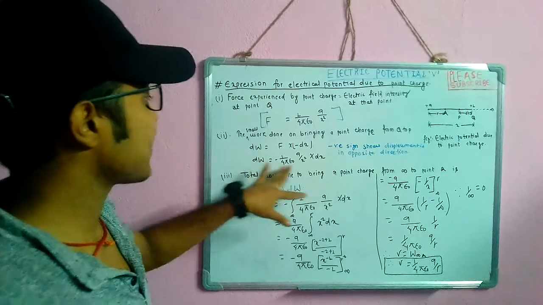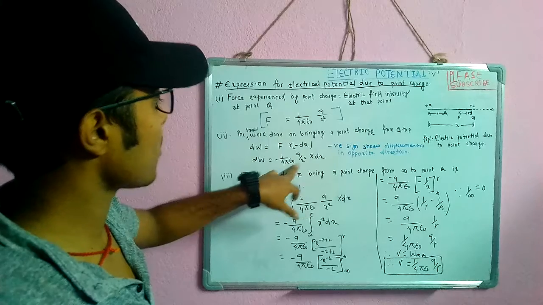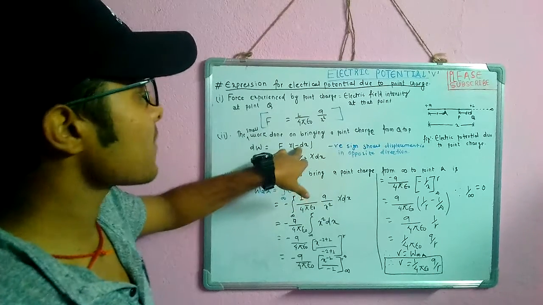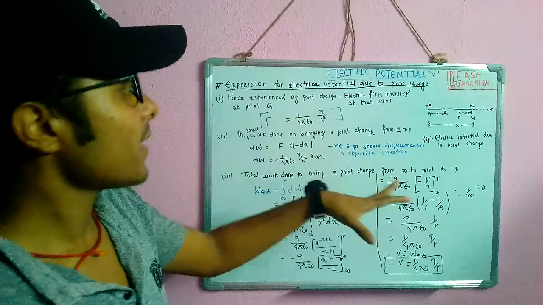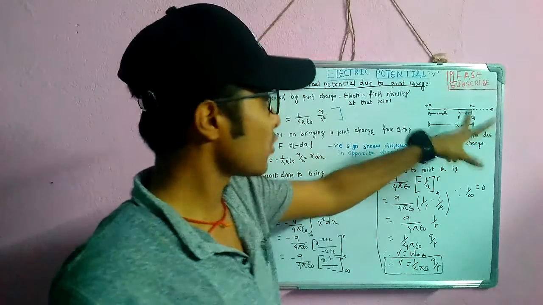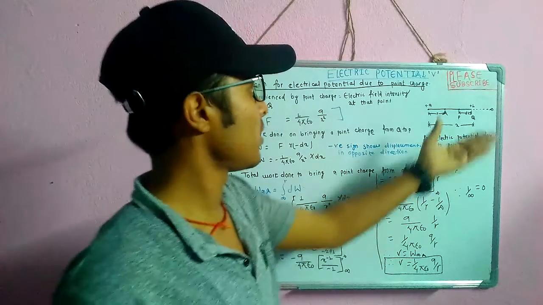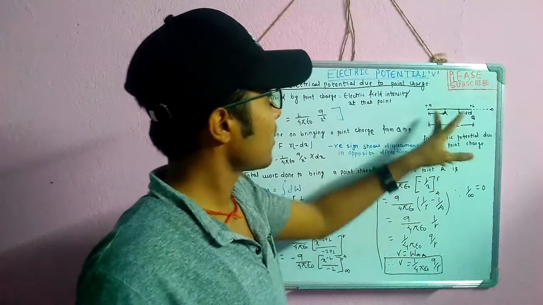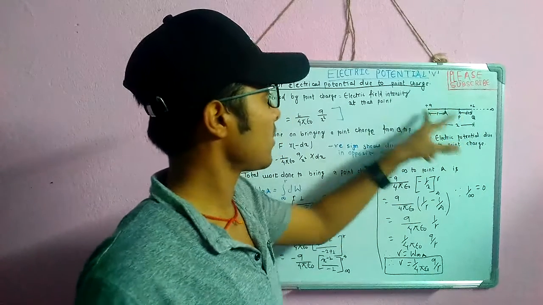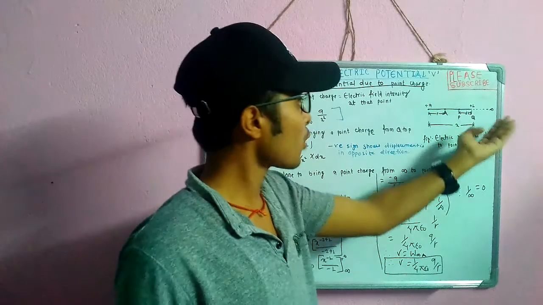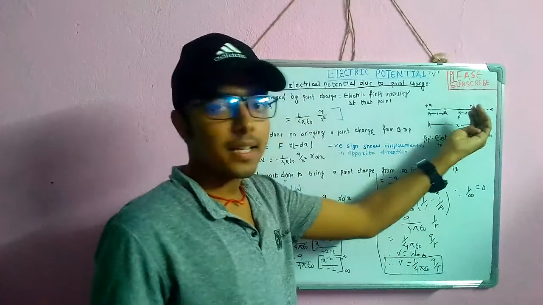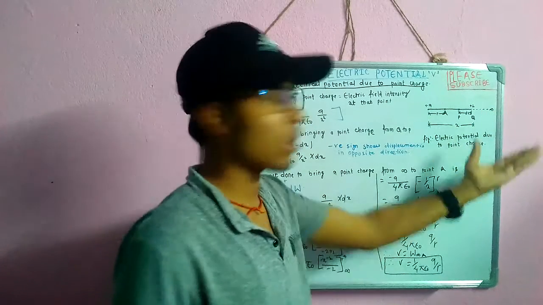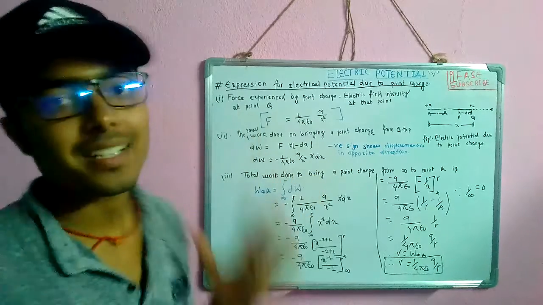Now the small work done is equal to force, 1 upon 4 pi epsilon naught q upon x square, into dx. This negative sign indicates that the work is done in the opposite direction. It means that because of the force the charge is being pushed, but we are bringing it towards it, so negative work is done. That's why this negative sign just indicates that.